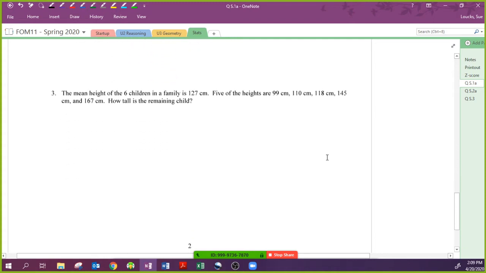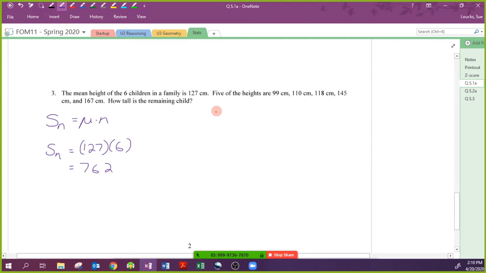The mean height of the 6 children in a family is 127 centimeters. It gives us 5 of the heights and asks how tall is the remaining child. So I gave you a little formula that says the sum of n data points is the mean times the number of data points. So our sum is going to be the mean, which is 127, times 6, which equals 762.